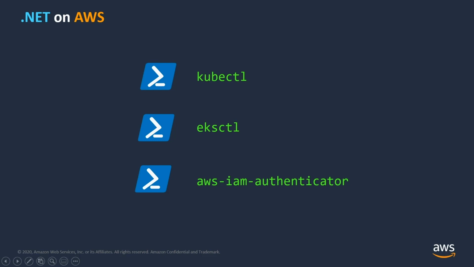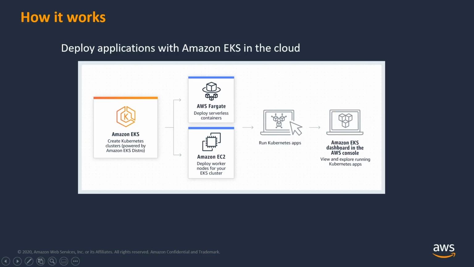Also, we are going to install three command line tools, Kube Control, EKS Control, and AWS IAM Authenticator, which can help us to create, deploy, and manage Kubernetes apps on AWS Cloud.